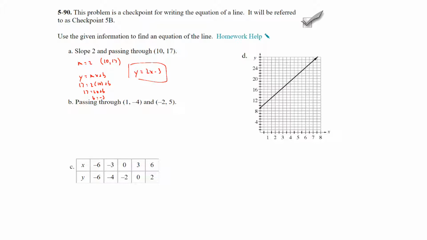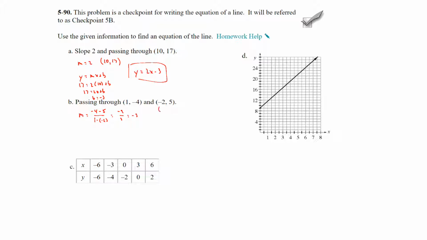On part B, you're given 2 points, so the first thing you need to find is the slope. So the slope is the change of y over change of x, so negative 4 minus 5, and 1 minus negative 2. You could always rewrite it the other way. I got negative 9 over 3, where if you do it the other way, you'll get positive 9 over negative 3, but the slope would still be negative 3.